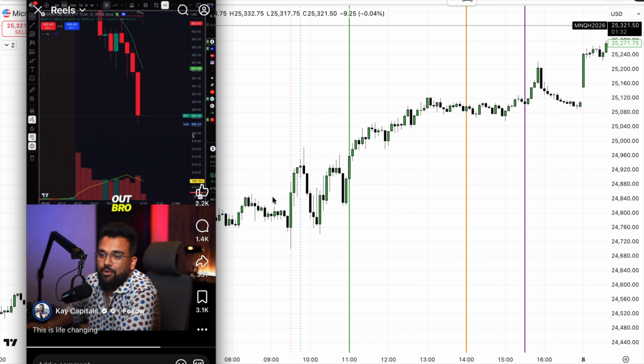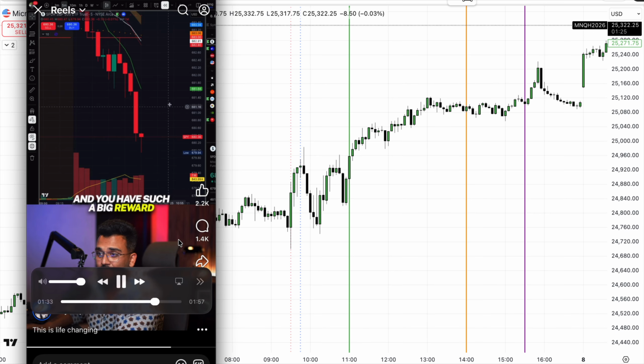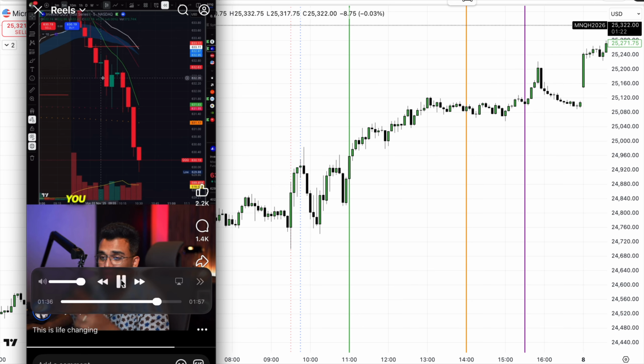I mean, just check this out, bro. The numbers do not lie. It made such a nice move down. If you shorted here, the stop loss is literally on the other side and you have such a big reward. I can show you an example on QQQ as well. You got 2 5-minute candles.